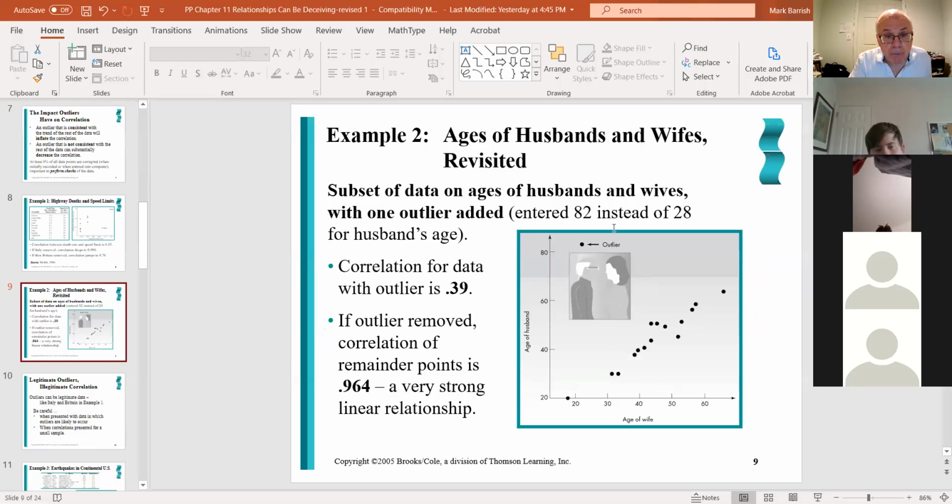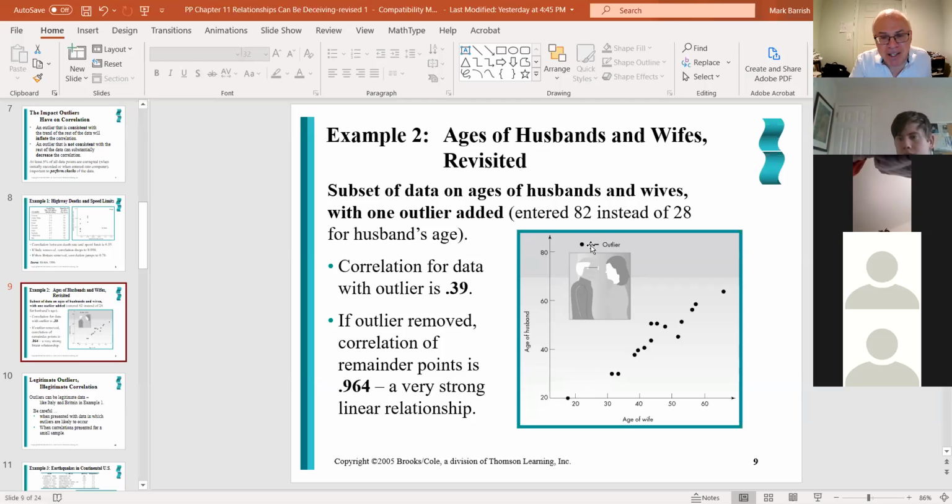Now, ages of husbands and wives. Here again are most of the points, but here's an outlier standing all the way up here. It's an outlier here. Okay. Here's an example where the wife is very young and the husband is very old. This is like a 22-year-old wife and a husband who looks like he's in his 80s.